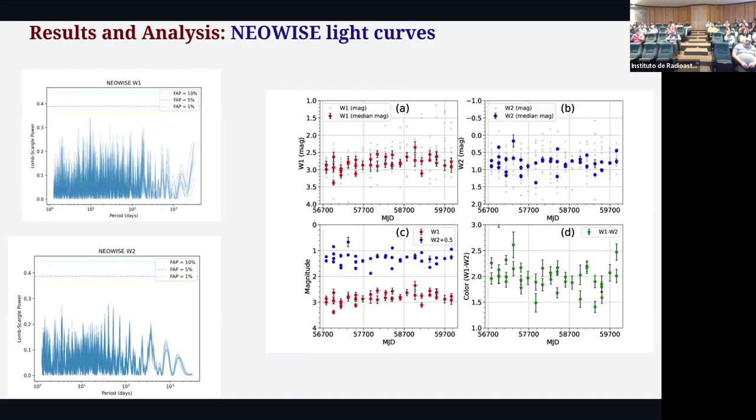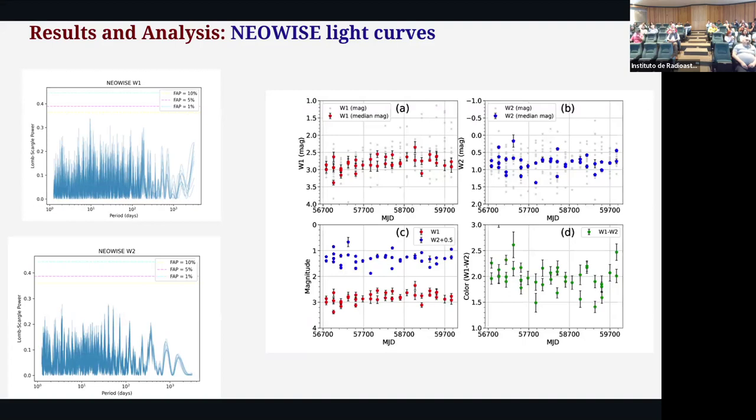In the NEOWISE light curves, you usually get multiple observations in a single epoch. So the usual procedure is to take a median or average to get a single point in a single epoch. So we did that, and the median light curve is plotted here with the red color. Similarly, for the W2 band, the gray points are all the data points, while the colored points are the median data points.